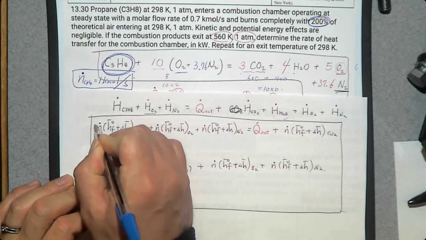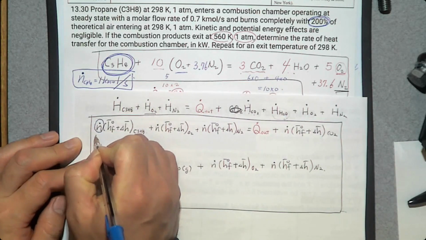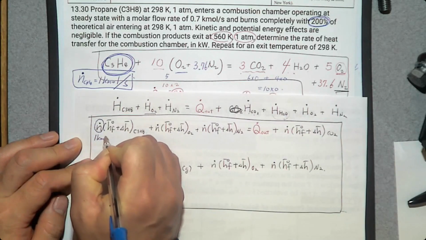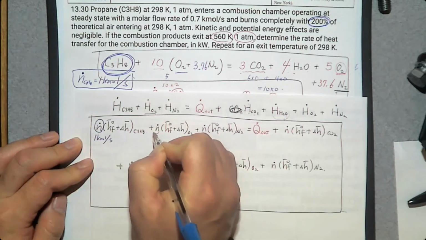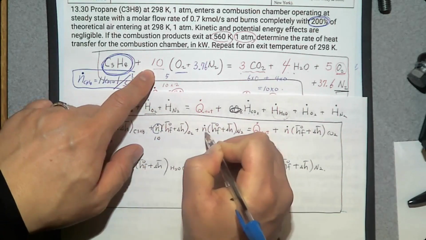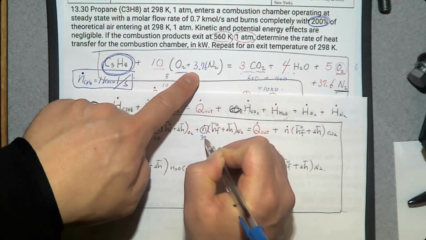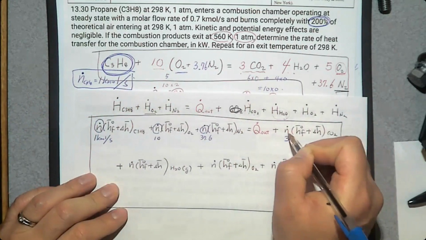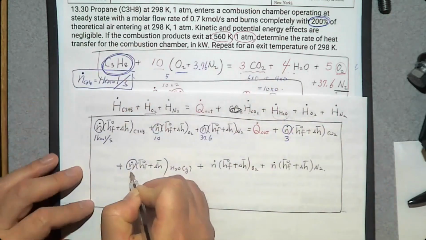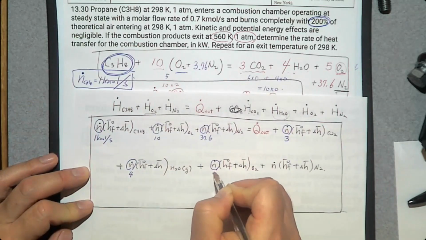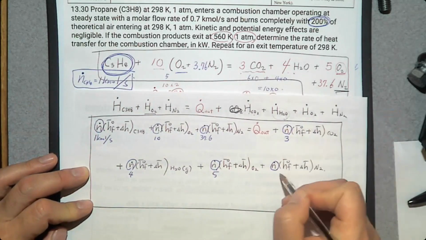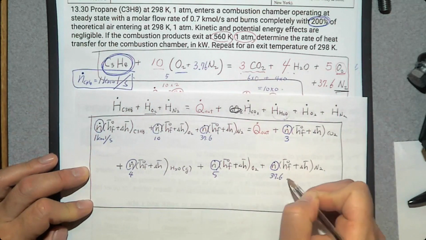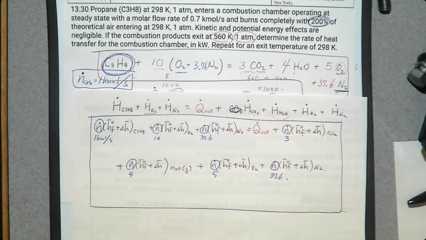So if we assume 1 kilomole per second for propane, then this is going to be 10. This is going to be 37.6. This is going to be 3. This is going to be 4. This is going to be 5. This is 37.6. Okay. That wasn't bad.